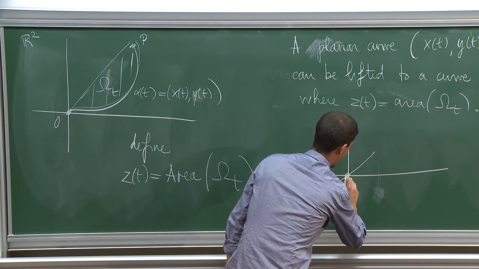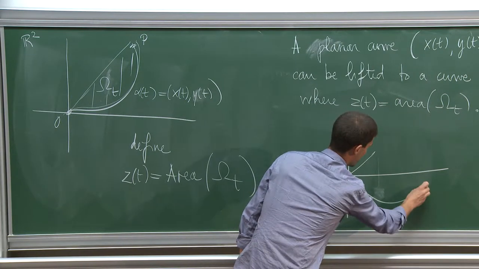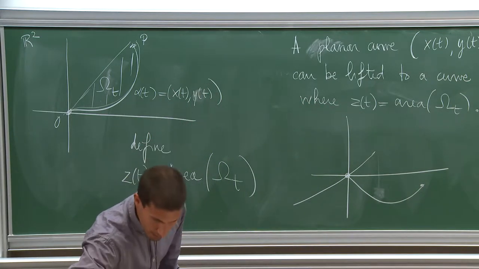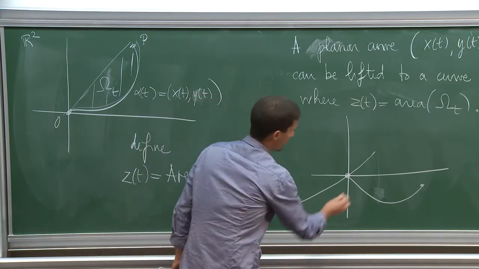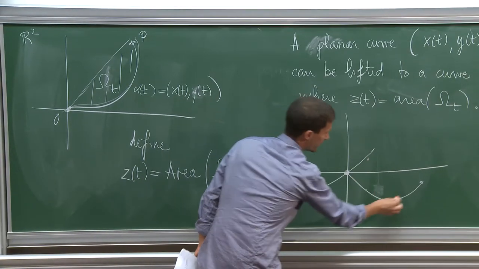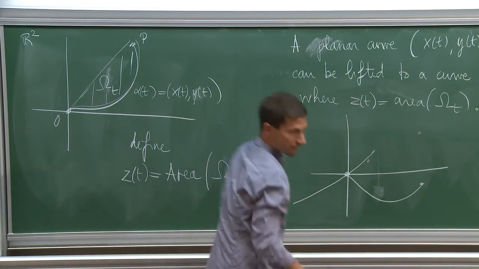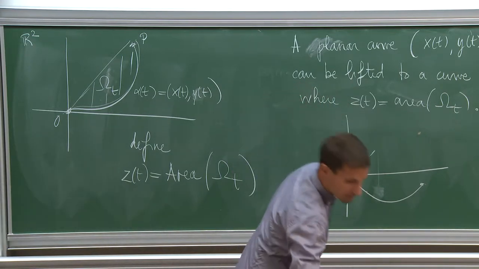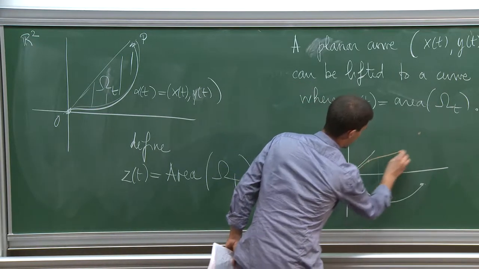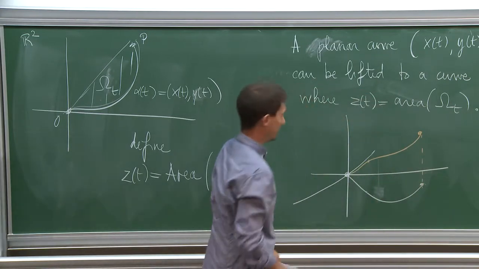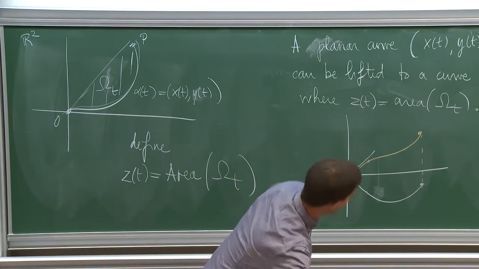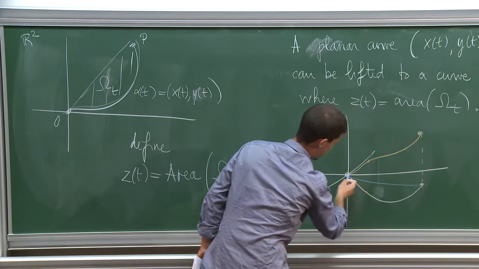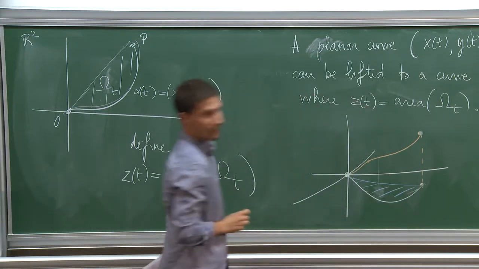And let me do a picture. So if this is your planar curve, what is the lift? The lift is the same curve where at each time t, the z component is the area. Let me do it in this way. And at each time, the z coordinate of this point is exactly the area you have here.